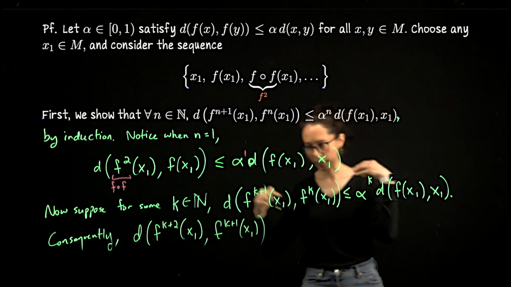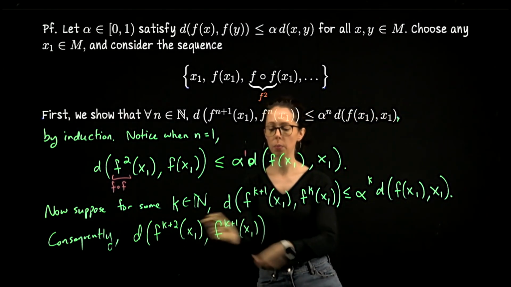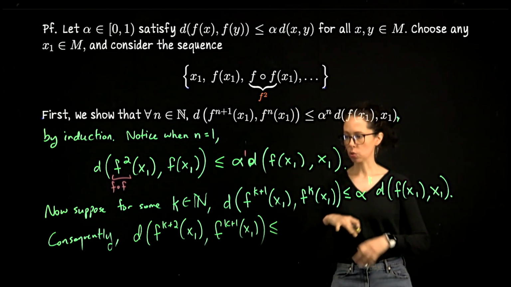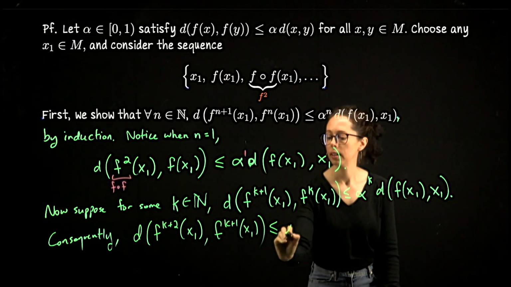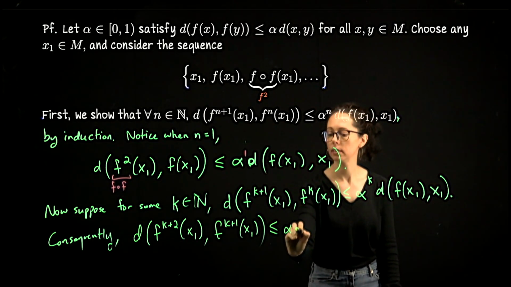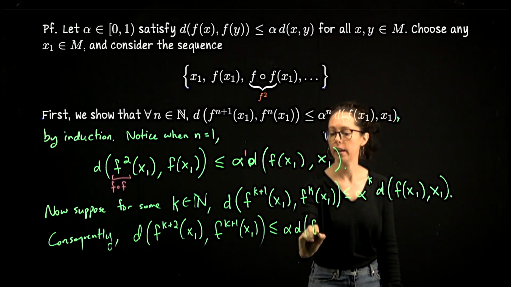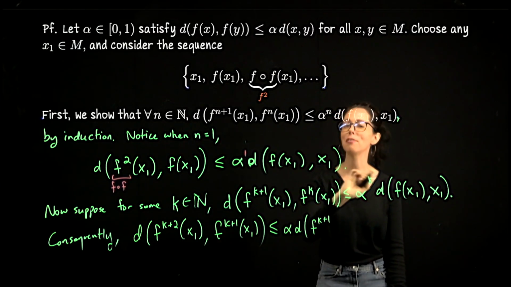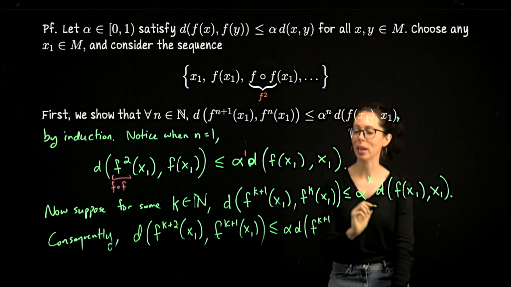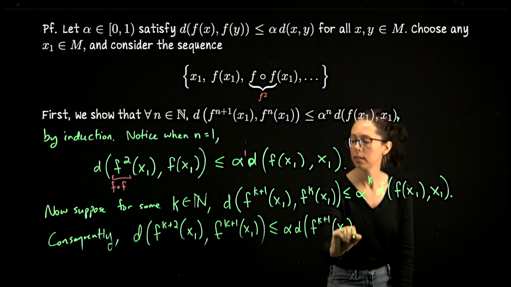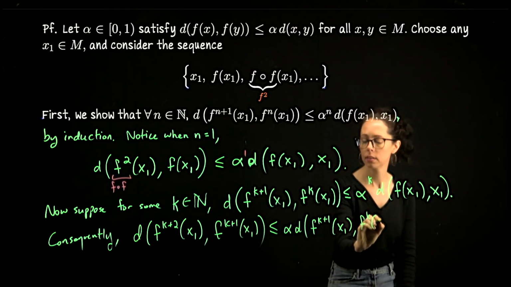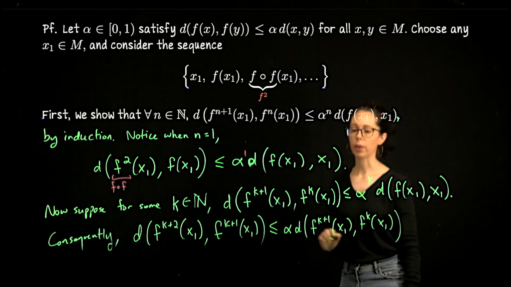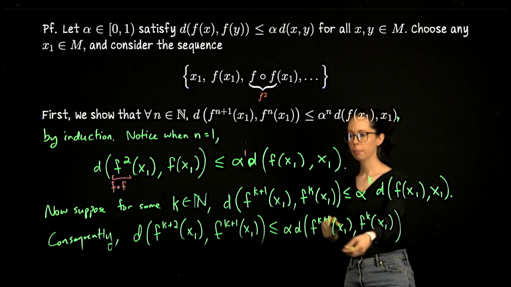Instead, I'm first just going to recognize again that we're working with a contraction. These are outputs. We can go ahead and say, just peel off f once. It's alpha times the distance between f composed with itself k plus 1 times and k times. Okay, let me hesitate here.